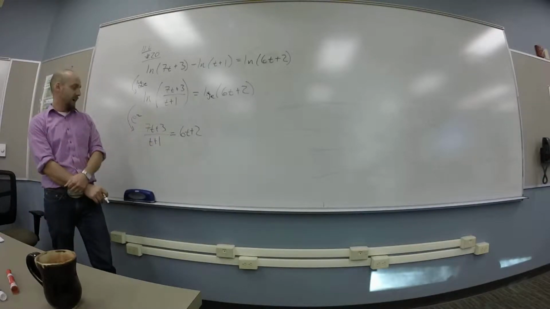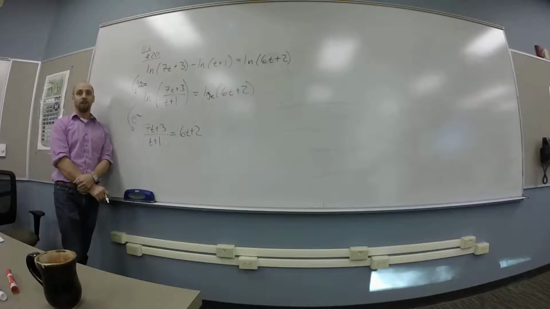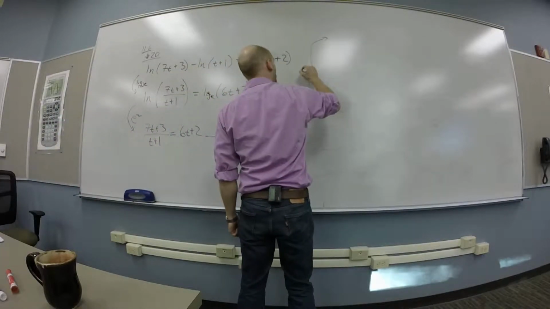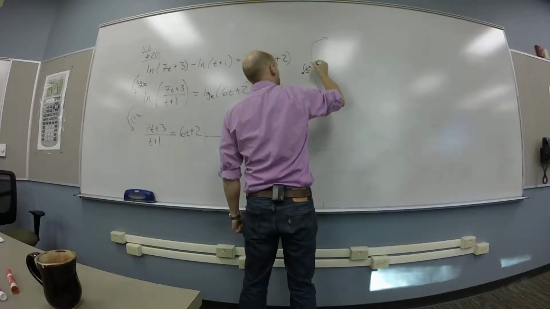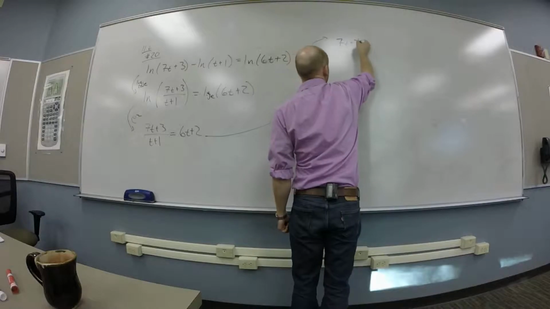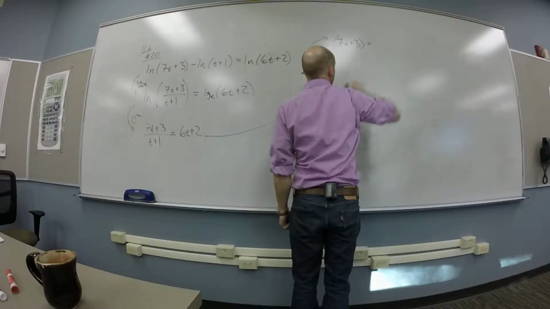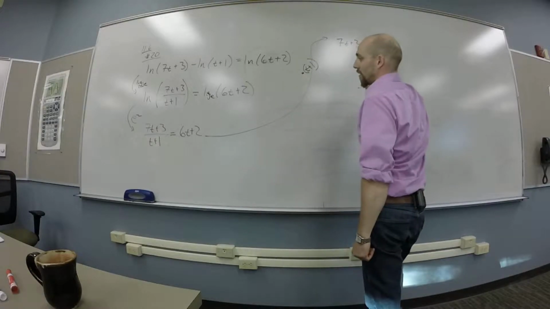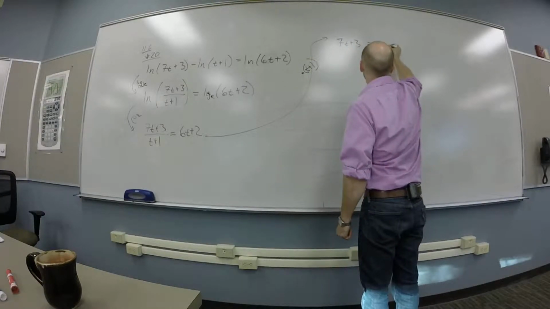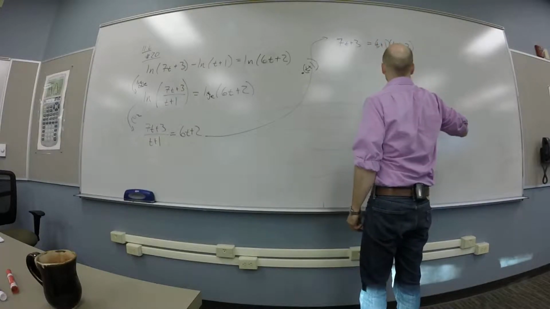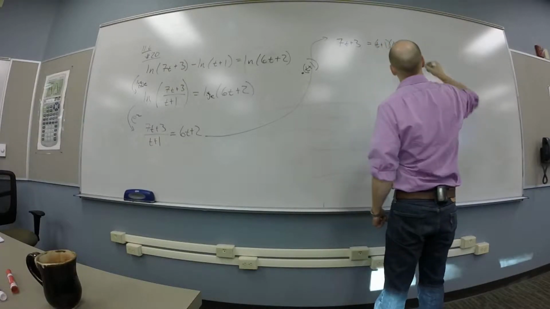Okay, so we get to here. Multiply both sides by t plus 1. We take this and multiply by the bottom, so times t plus 1. We get 7t plus 3 equals (t plus 1) times (6t plus 2).